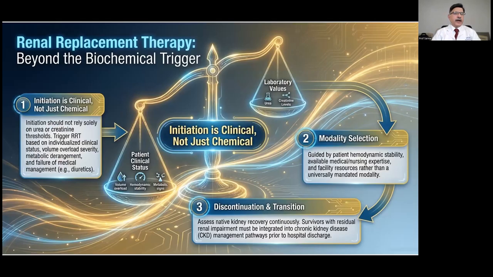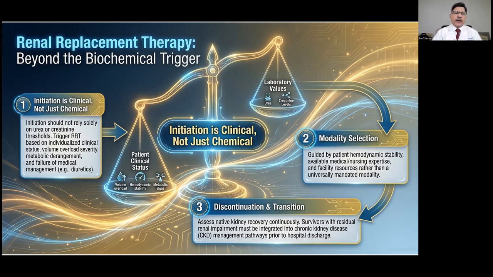Now, renal replacement therapy, RRT. What did we do? First, we managed the volume. Then we increased the pressure. And third, we took care of the nephrotoxic drugs. Now, can we do RRT in selected cases where renal replacement therapy is required beyond the biochemical trigger? The patient's clinical status, volume, hemodynamic stability, metabolic signs, all are important. Initiation is clinical, not chemical. Initiation of RRT is not based on creatinine. It is based on clinical judgment.